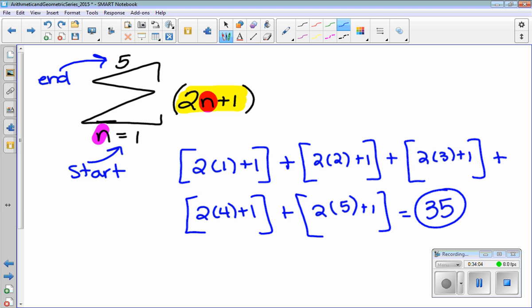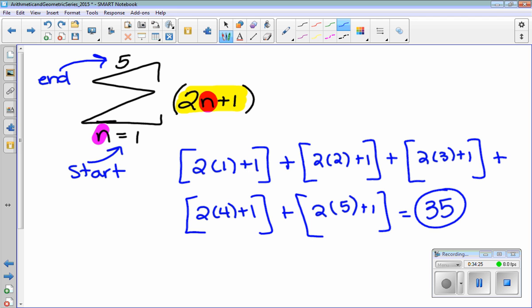Show me. Did you plug in n equals 1 to 5? Double check how you plugged it in. Use n. Did you get 35? Make sure you use an n and an n here. Whatever letters, make sure they're the same, okay?